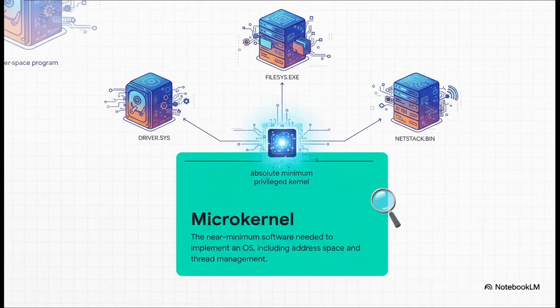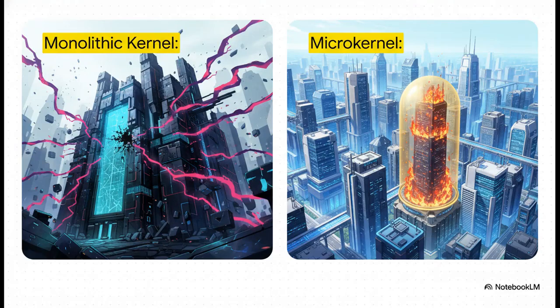Do the absolute bare minimum inside that privileged kernel. Just have it manage memory and handle the most basic communication. Everything else, drivers, file systems, all the networking stuff, all of it would get pushed out into its own isolated little user space program. Now, this slide is the perfect way to picture the difference.